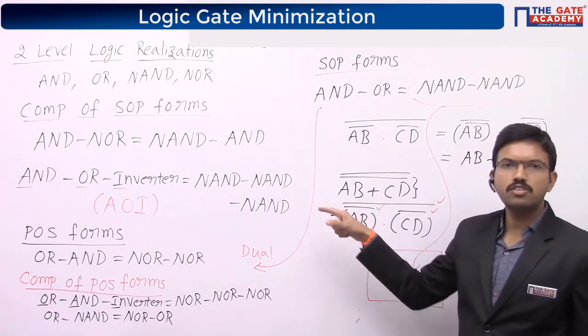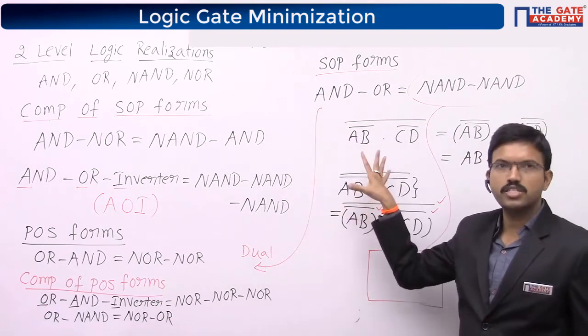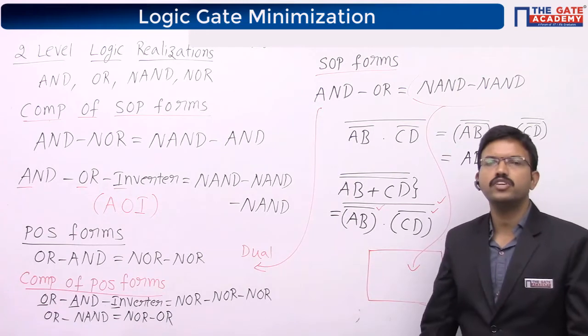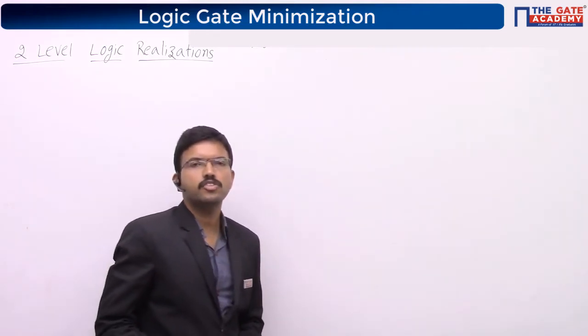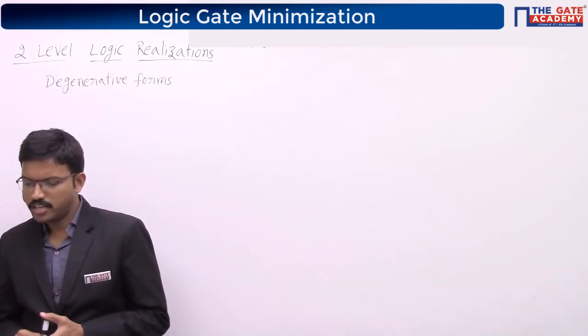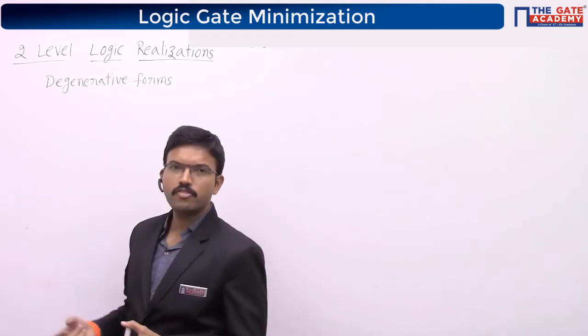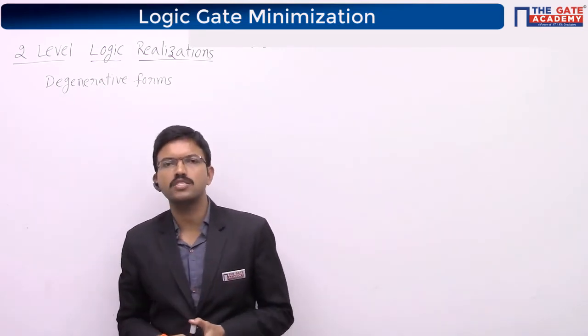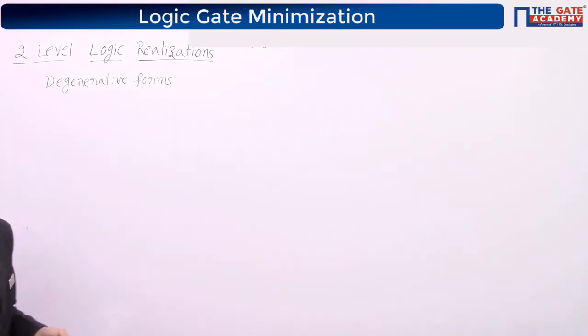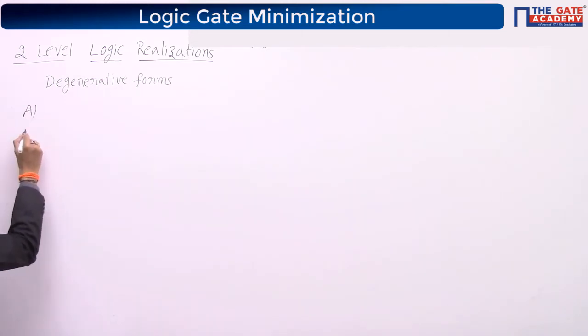Do you have any doubts regarding these 2-level logic relations, these 16 forms, whatever we have considered? Write down the question. Identify the degenerative forms from the following 2-level logic relations. Write down the 4 choices.